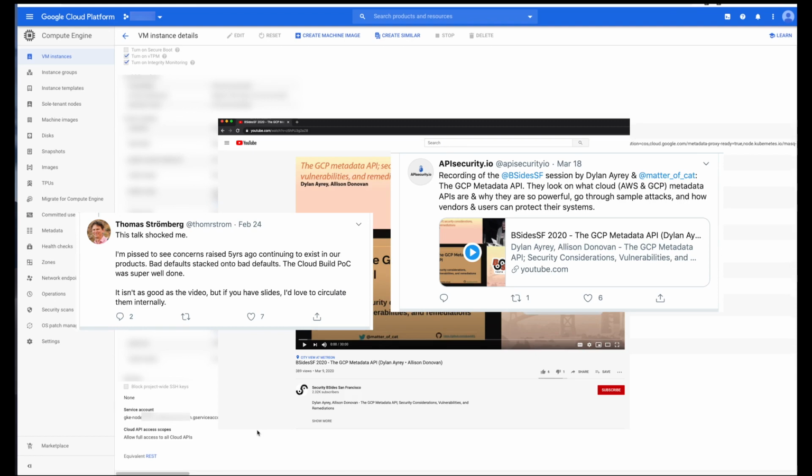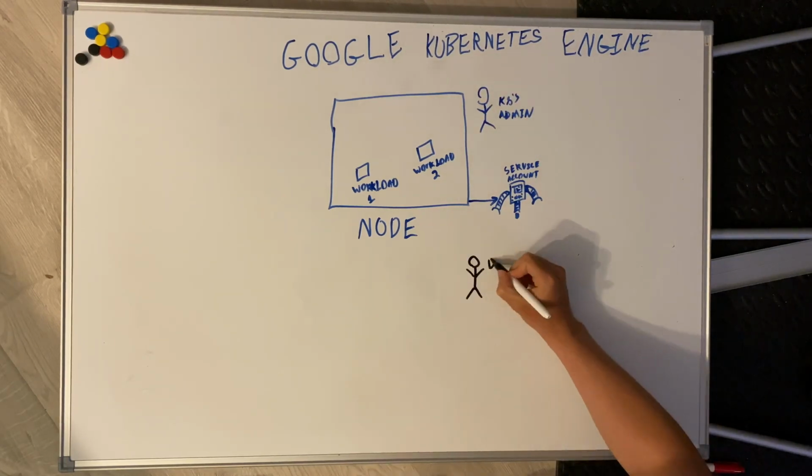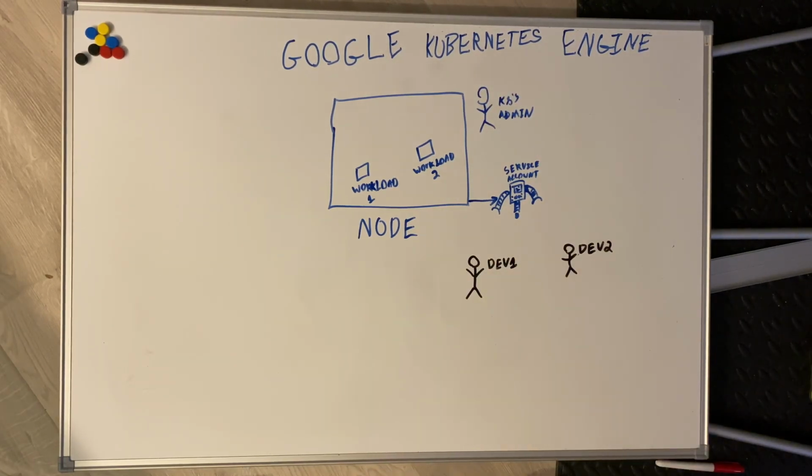But let's think about what that actually means. We have a Kubernetes admin that runs the nodes and the service account powering the nodes. And then we have a bunch of developers that run the workloads on the Kubernetes engine. Those developers may be on separate teams and may be in control of separate resources from each other and from the Kubernetes admin. So you can imagine in this case, we have dev1 and dev2 that have both deployed workloads, workload 1 and workload 2.